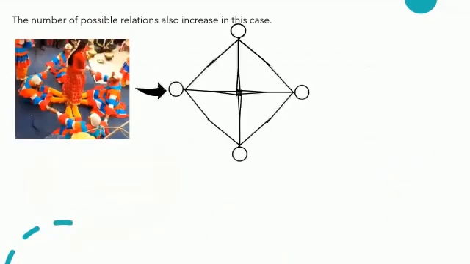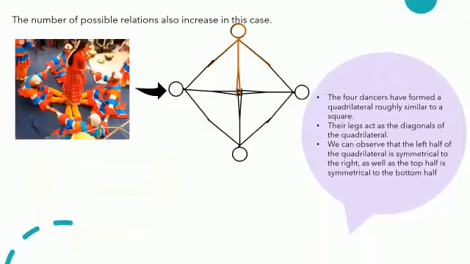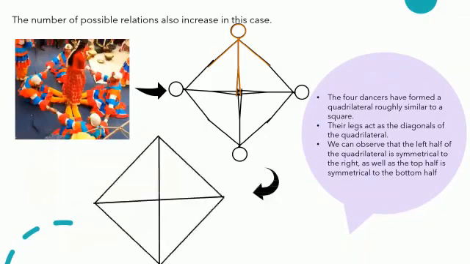Now let us look at a group of dancers who are performing the same dance form, Cholia. So here the number of possible relations also increase. So here is the simplified version where each person is shown. So we can observe that the four dancers form a quadrilateral which is roughly similar to a square. So the legs of the dancers act as the diagonals of the quadrilateral.